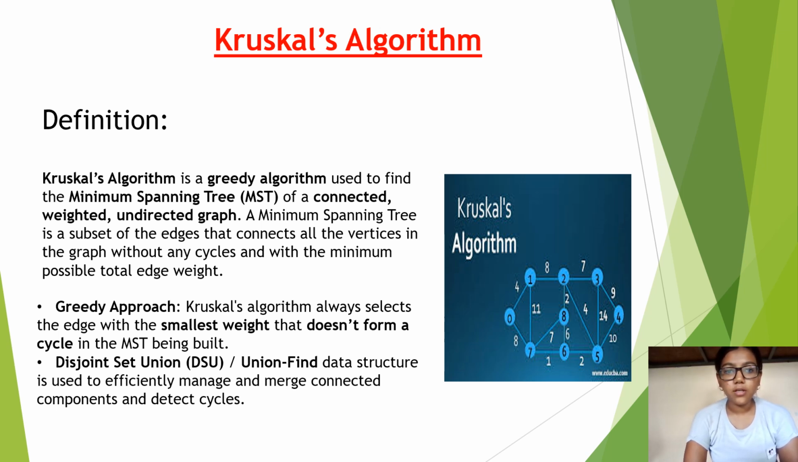Greedy approach. Kruskal algorithm always selects the edges with the smallest weight that do not form a cycle in the MST being built. Disjoint set union, or union find, is the data structure used to efficiently manage and merge connected components and detect cycles.